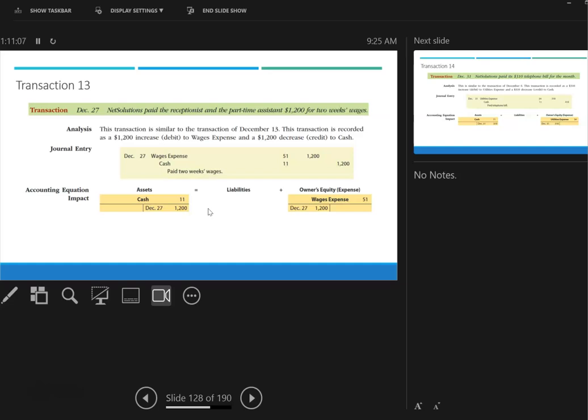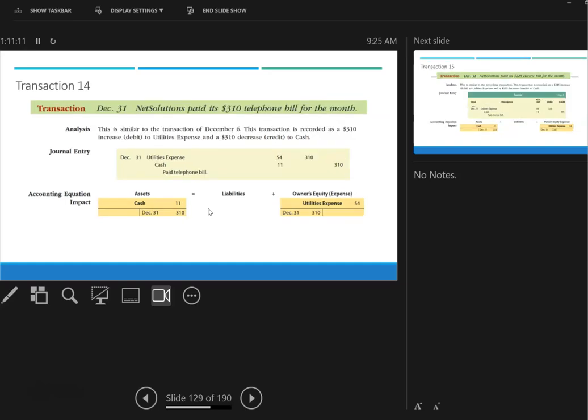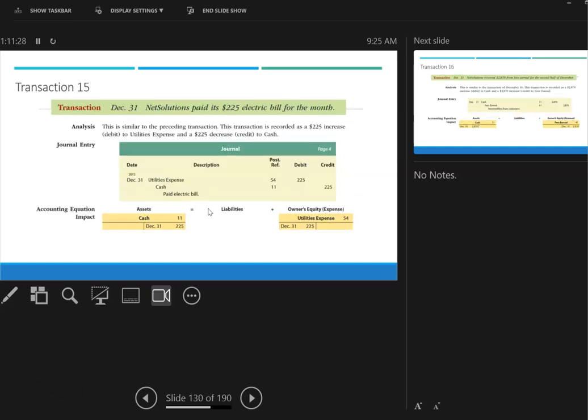Net Solutions paid the receptionist. Well, we did something like that earlier. Wages expense. When they pay any type of bill, what is it? An expense. Utilities expense, telephone expense, maintenance expense, you name it. We credit our cash. The electric bill, same thing.